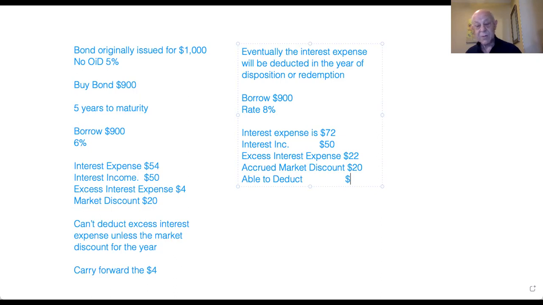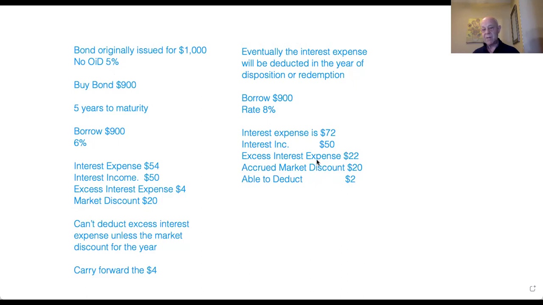We really lost $2. We've had more interest expense that's accrued than the value that the bond should have gone up by. So to the extent we really lost money, Congress is saying you can deduct it. So in this case, we're deferring $20 of interest expense, and we're going to carry that forward to next year.